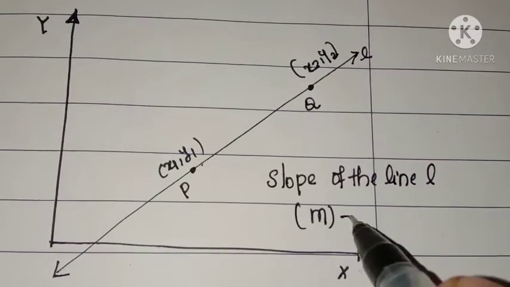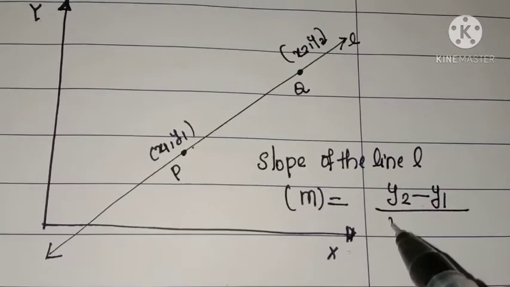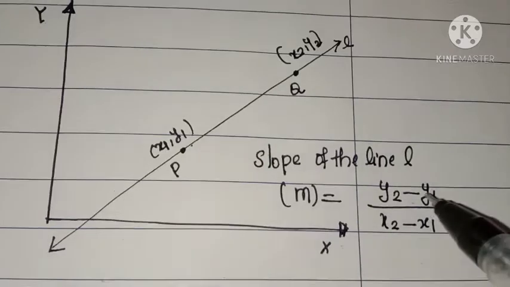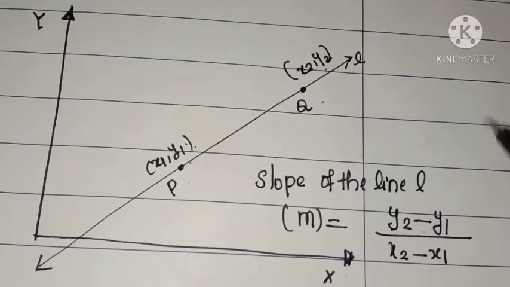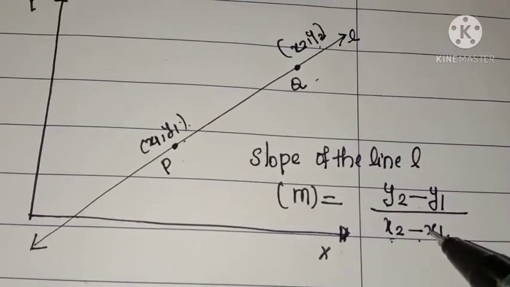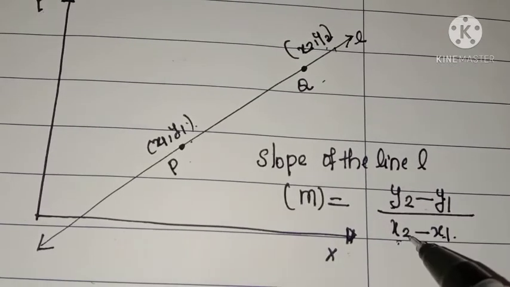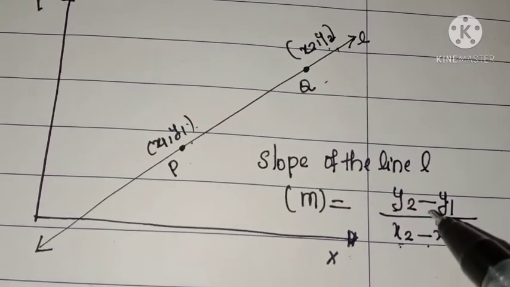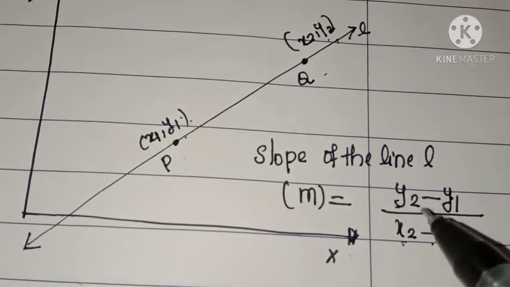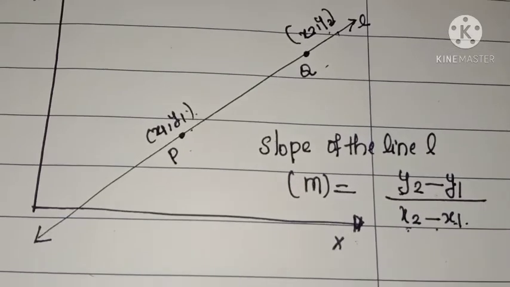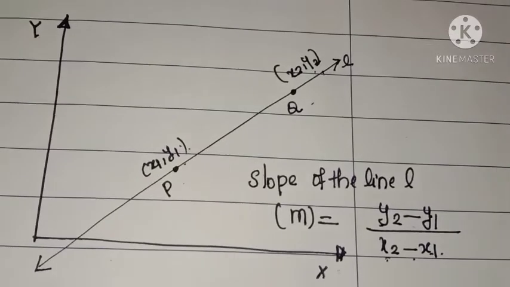Then the slope of this line PQ, or slope of the line L, denoted by the letter m, is obtained using the formula y2 minus y1 divided by x2 minus x1. y2 and y1 are y coordinates of these 2 points, and x1 and x2 are x coordinates. So difference of y coordinates divided by difference of x coordinates. So slope of the line passing through 2 points is y2 minus y1 divided by x2 minus x1. Okay. Let's see an example.